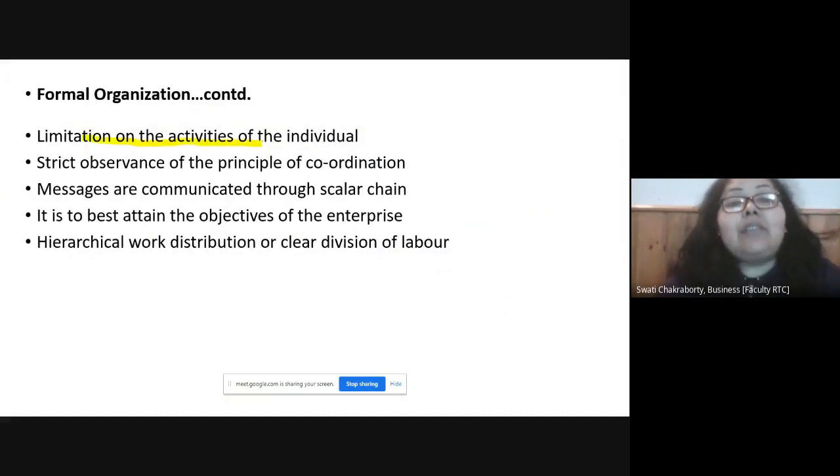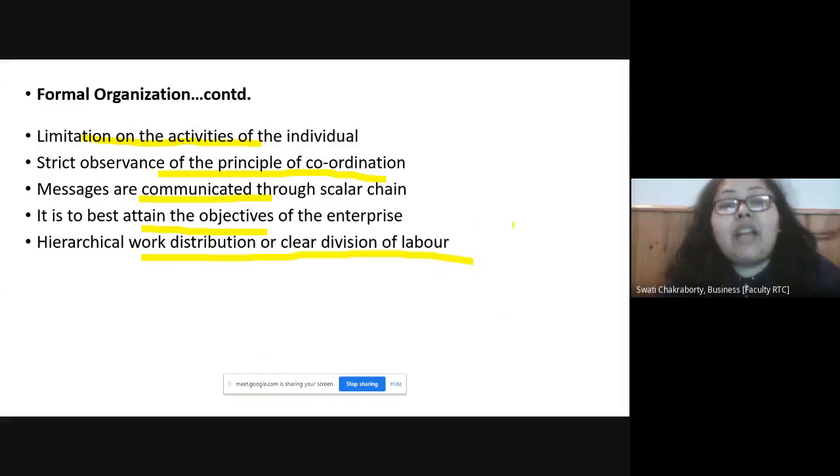Limitation on the activities of the individual. There has to be some limitation on what the person can do and what they cannot do. There has to be coordination amongst employees across departments. Clear communication has to come through the scalar chain, right from the top management to the lower level employees. And there have to be clear-cut objectives which need to be attained by the organization, and work distribution has to be there, or as we say, division of labor.